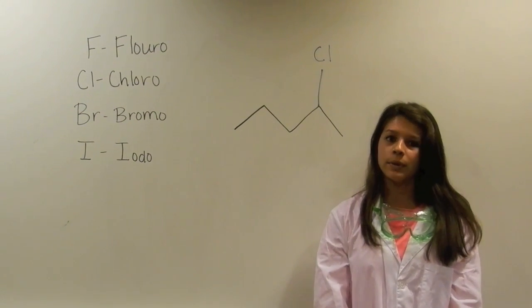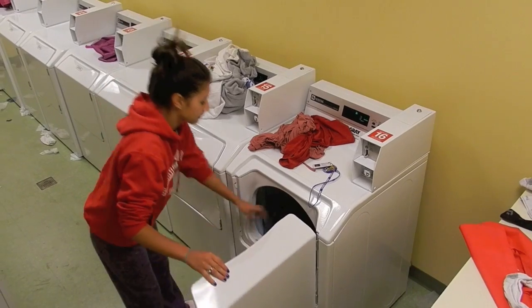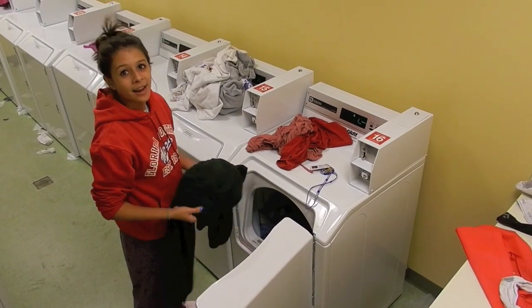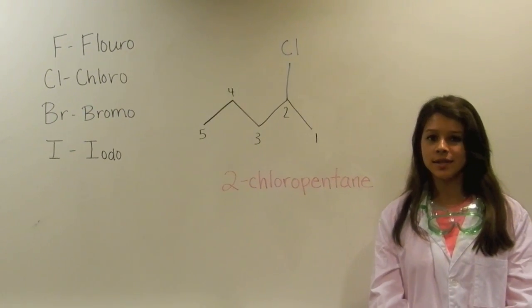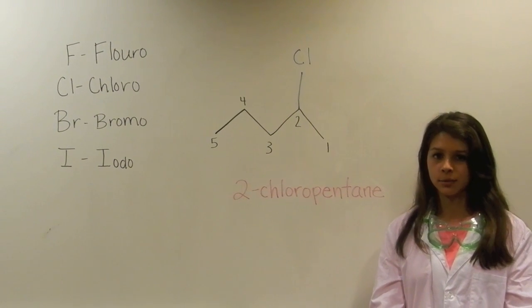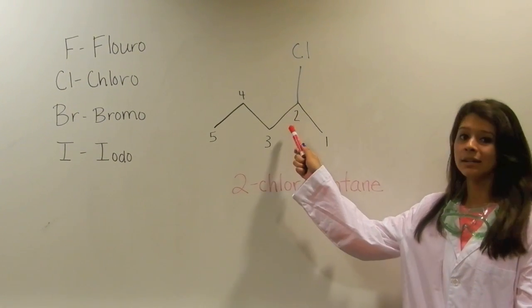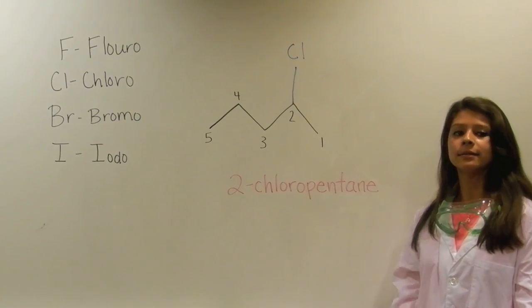In this example, we begin by naming our parent chain. What's the parent chain? Yeah, pentane. I got it. Yes, pentane is correct. We label in the same fashion as before, making sure the substituent is on the lowest carbon possible. So, our chlorine is on locant 2, which means our name is going to be 2-chloropentane.